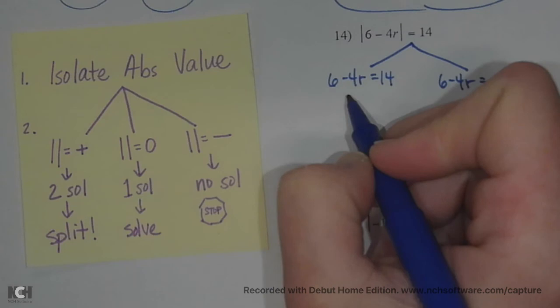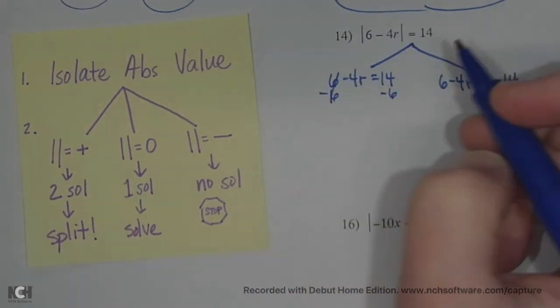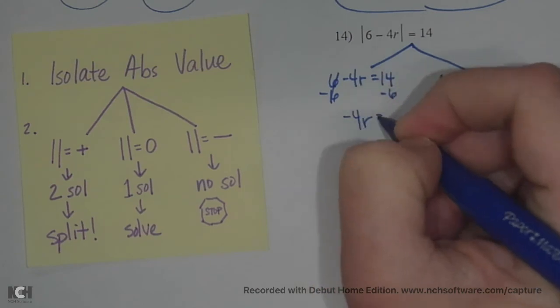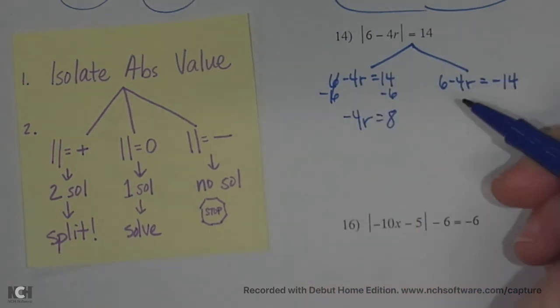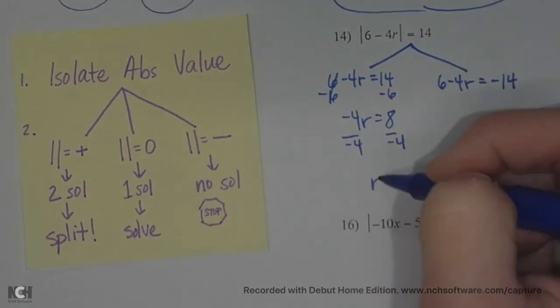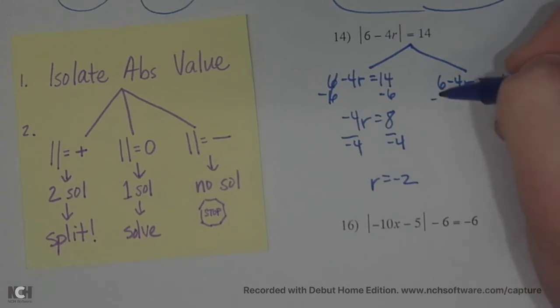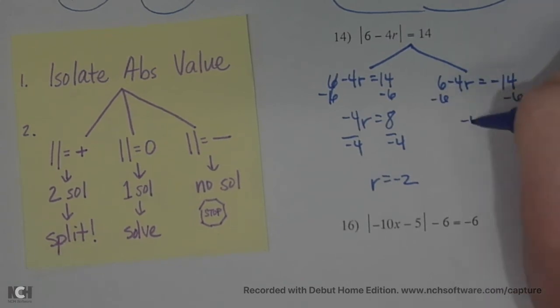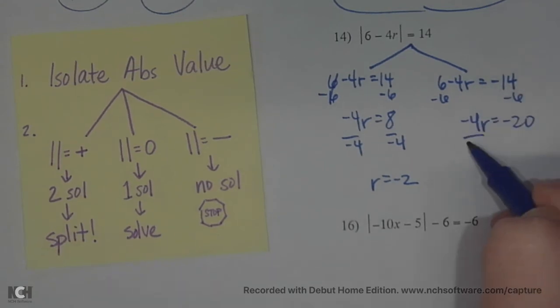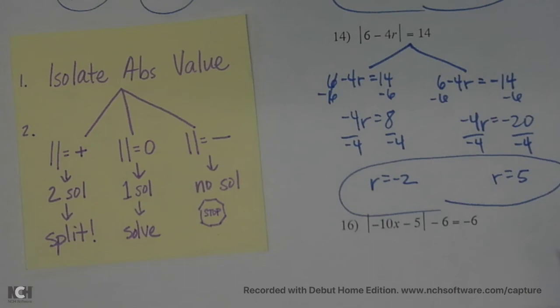So let's solve this one first. Let's get rid of the 6 first by subtracting it from both sides. You get negative 4r equals, let's see, that's going to be equal to 8. Now divide both sides by negative 4, and you're going to get r equals negative 2. On the other side, let's go ahead and subtract the 6 away. We're going to get negative 4r equals negative 20. And now divide by the negative 4 on both sides, and you're going to get r equals 5. So negative 2 and 5 are our two solutions there.